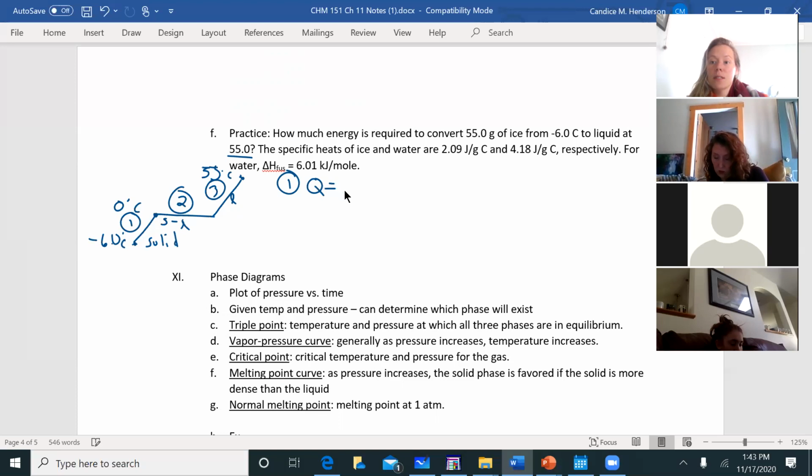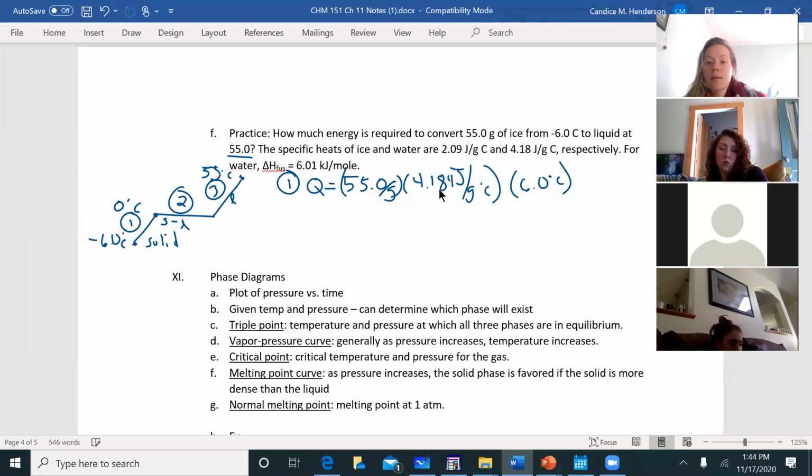Q equals mcΔT. So m is my mass. Well, how much water do I have? 55.0 grams. c is the specific heat of water. Does anyone remember what the specific heat of water is? 4.184 joules per gram degree Celsius. And then my change in temperature is final minus initial. So 0 minus -6, or 6.0 degrees Celsius.